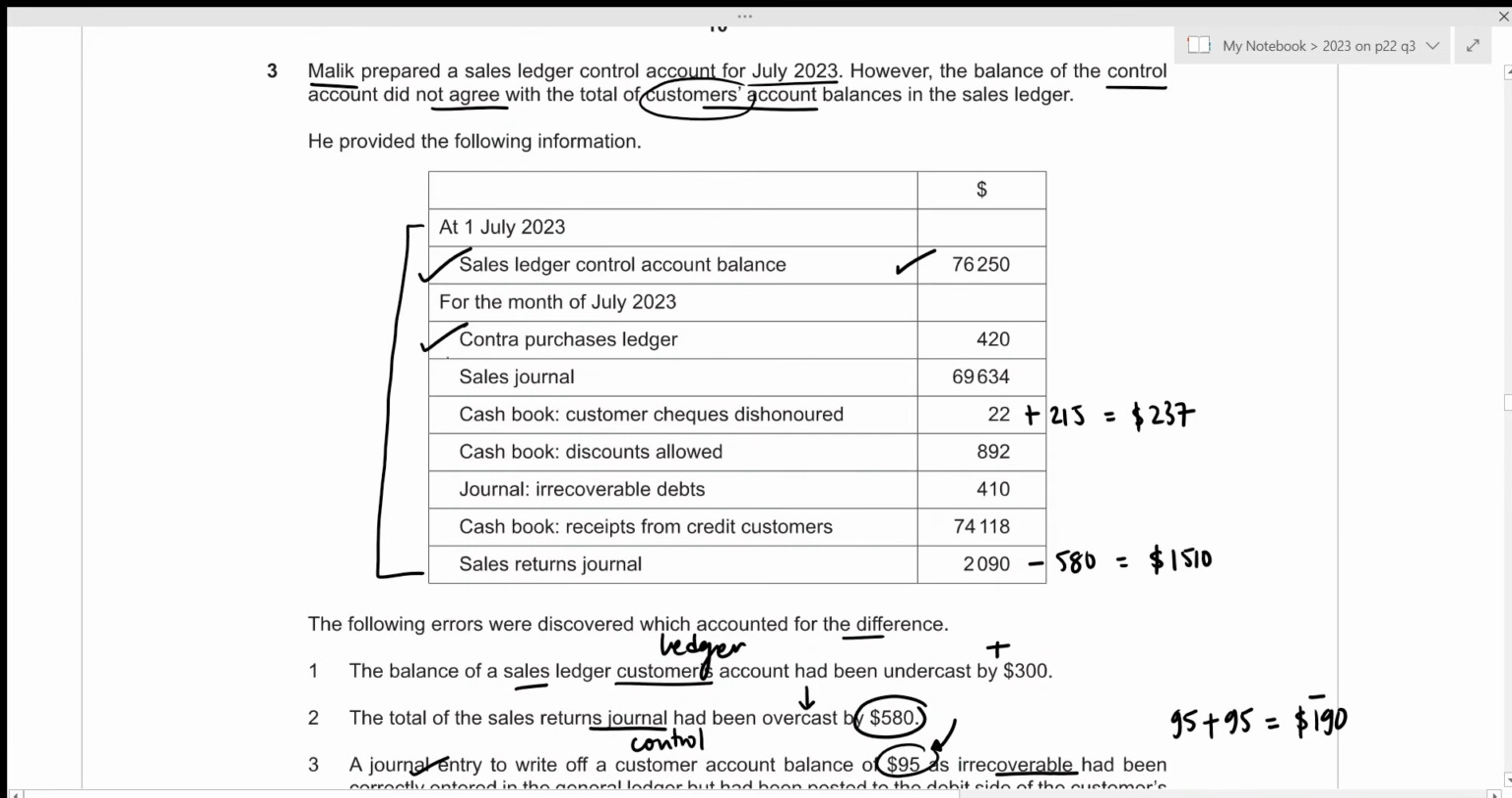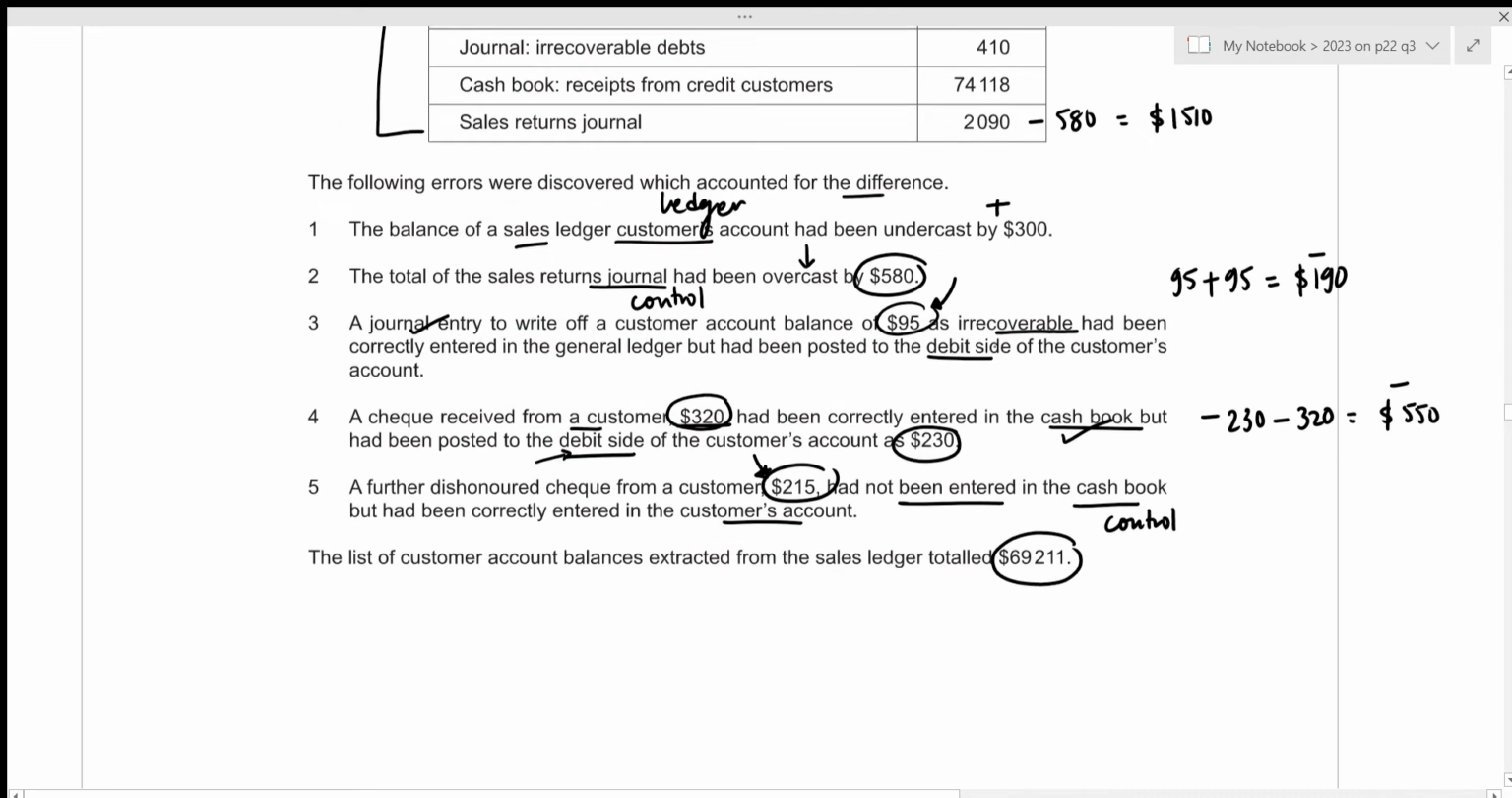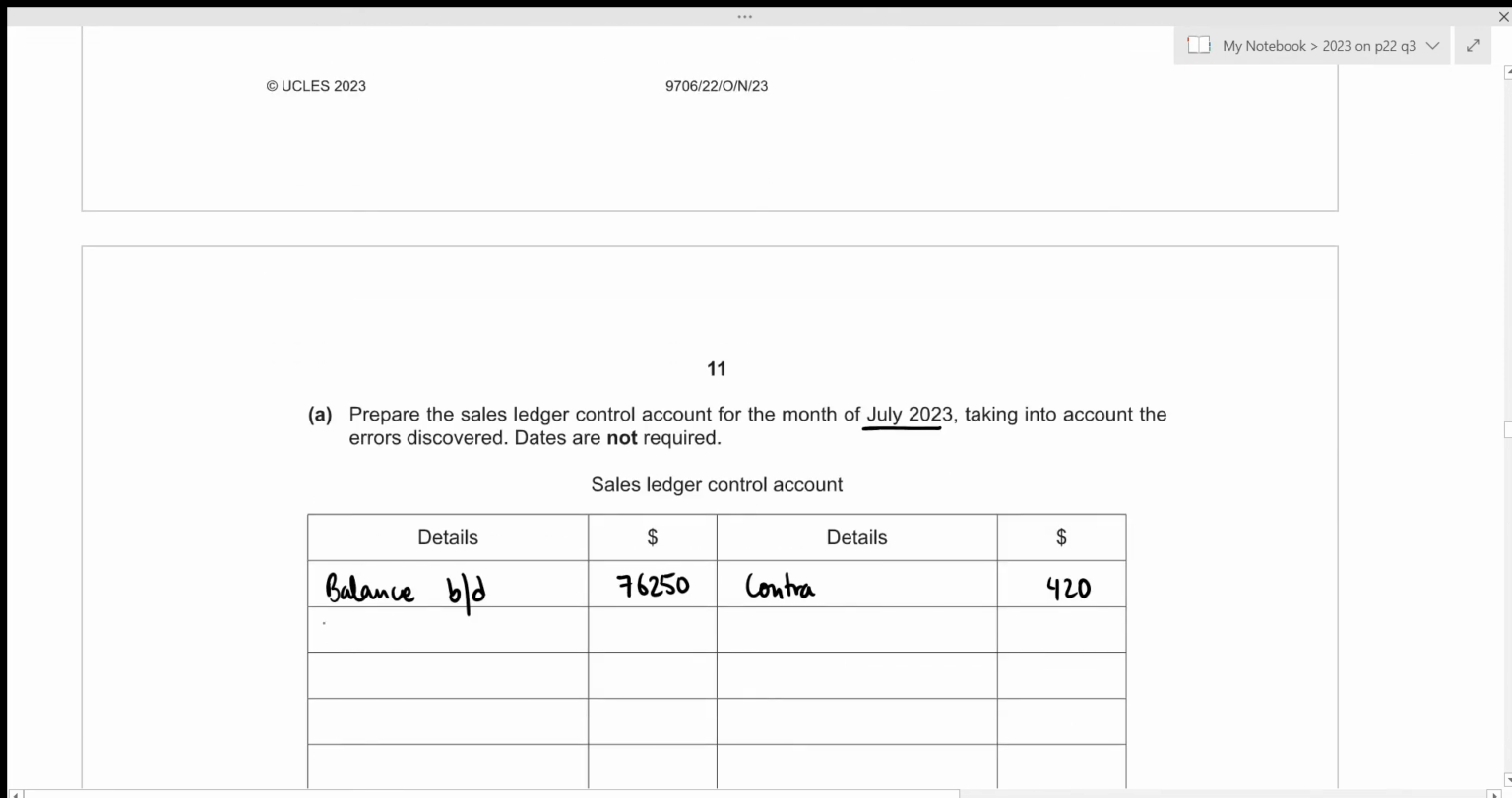Then we have the sales journal amount, and this is the total of our credit sales, which will increase the value of the trade receivables, which is why this will go on the debit side. And we can write it under the heading of sales. That's 69,634.